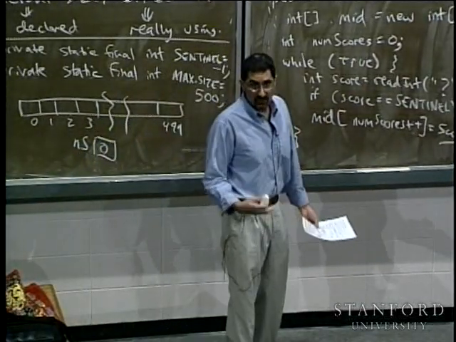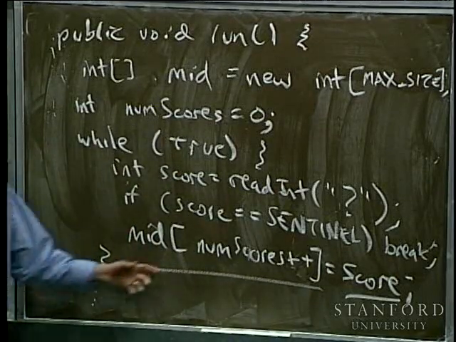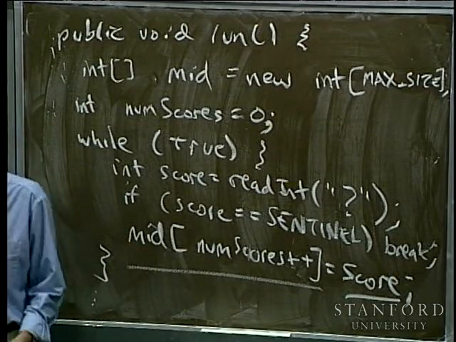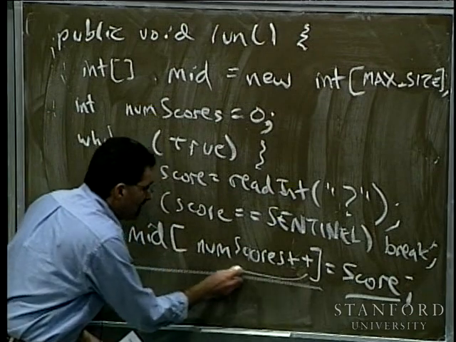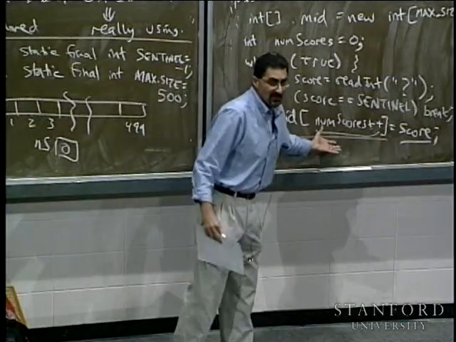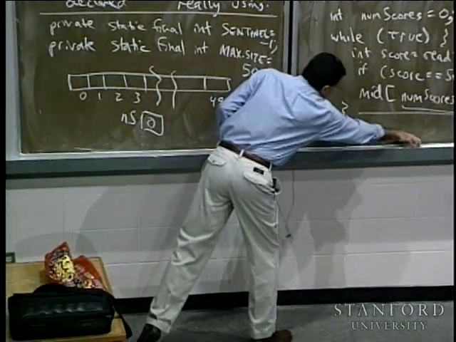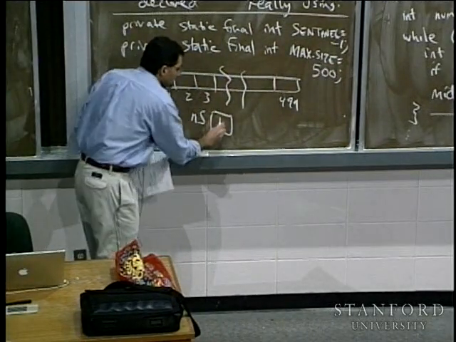Where am I going to store the score? I'm going to store it over here. How do I evaluate this? I'm going to store it somewhere in my array mid. Here's the array mid. Which one of these cells am I going to store it into? I'm going to store it into the cell given by num scores plus plus. This is a post increment. I add 1 to num scores. Num scores now becomes 1. But what value actually gets returned from the plus plus?